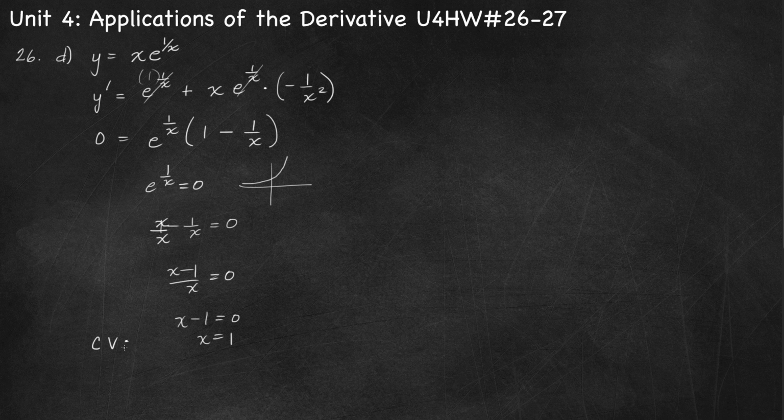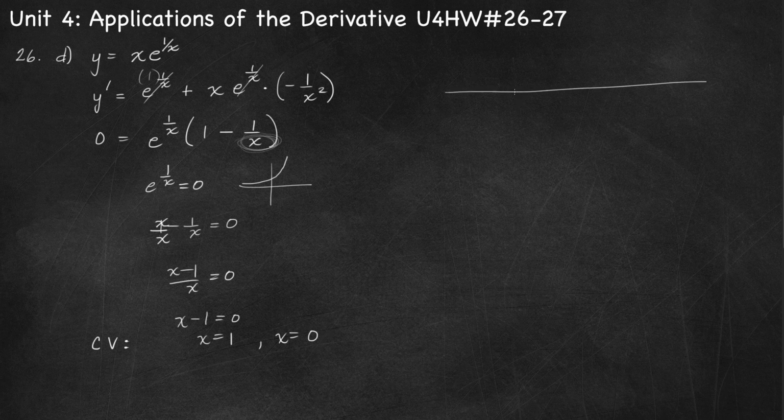Now in this example, we also have a value where our derivative is undefined. If we let x equal 0, we get undefined. We have e to the 1 over x, so right there x cannot equal 0. And then we also have this 1 over x right here. So x cannot equal 0. So critical values, x equals 1 and x equals 0. We have two critical values here.